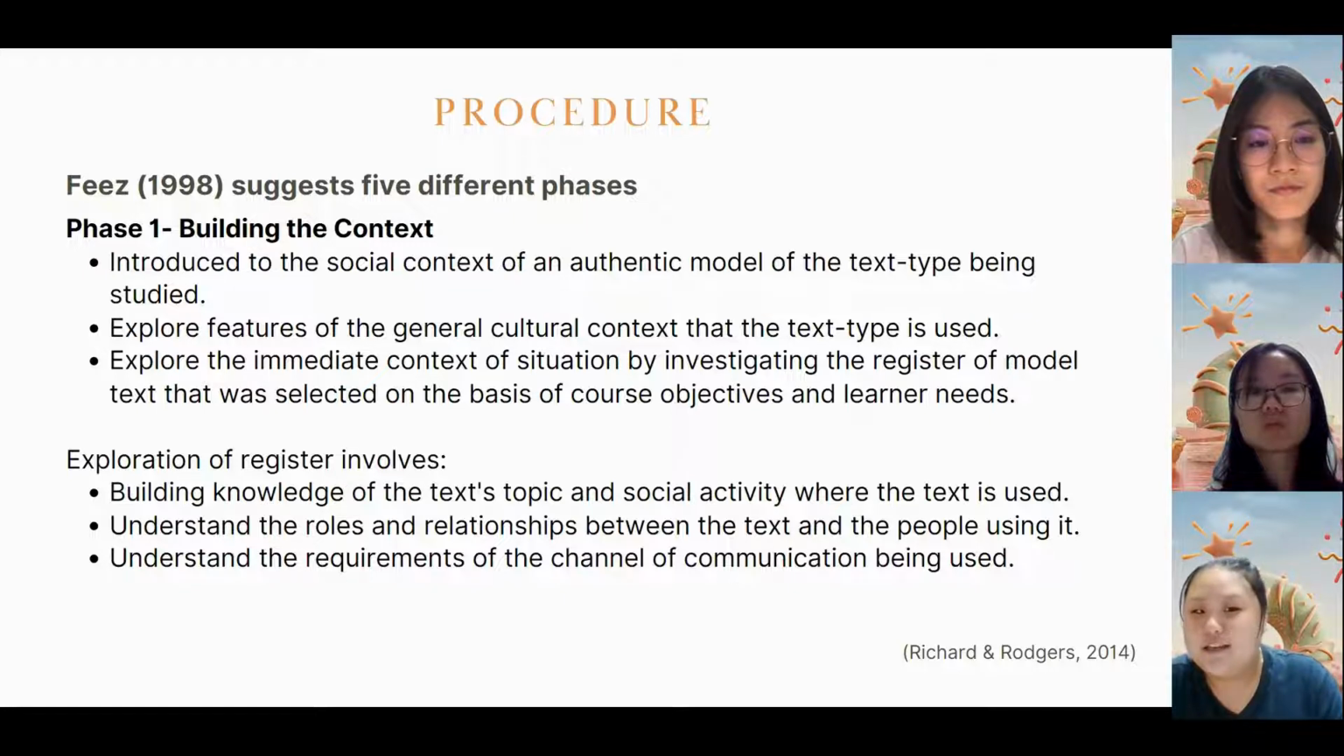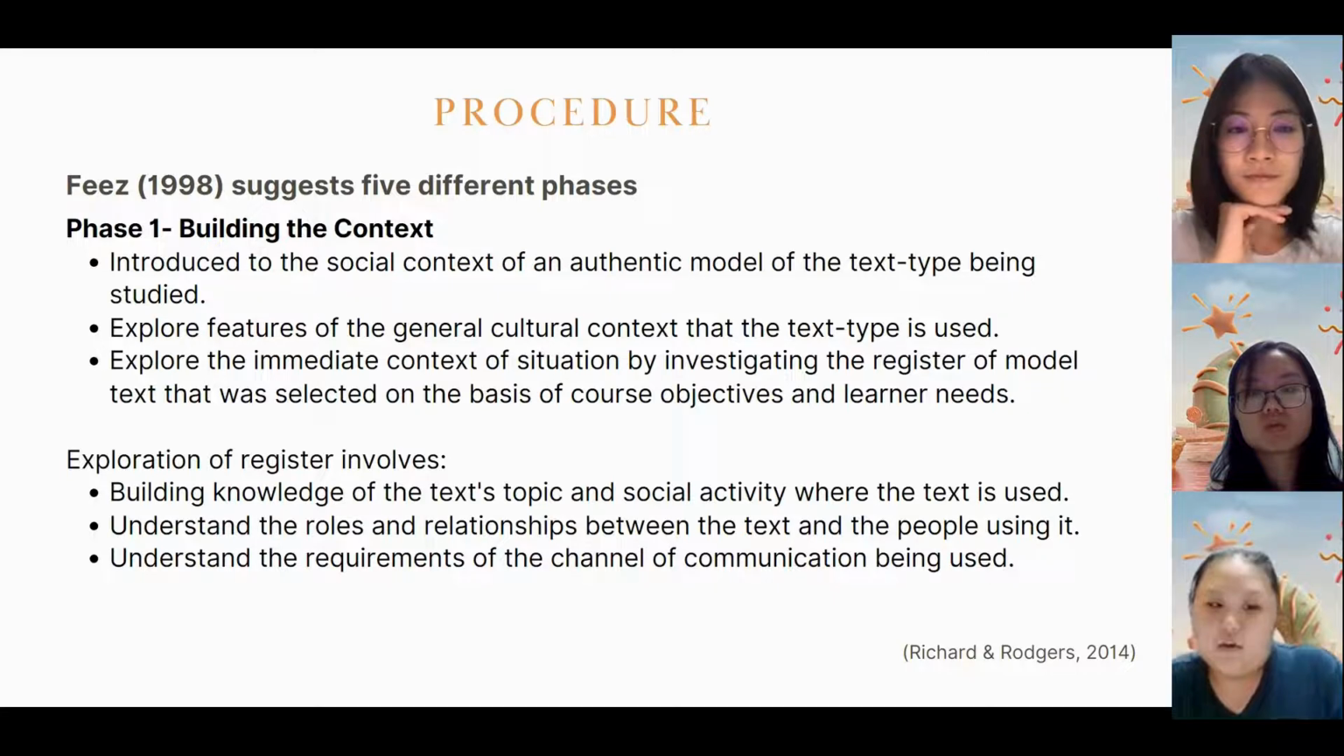The first phase is building the context, which is to introduce the social context of an authentic model of a text type being studied. The second is to explore features of the general cultural context in which the text type is used. And the third is to explore the immediate context by investigating the register of a model text that is selected on the basis of course objectives and learning needs.